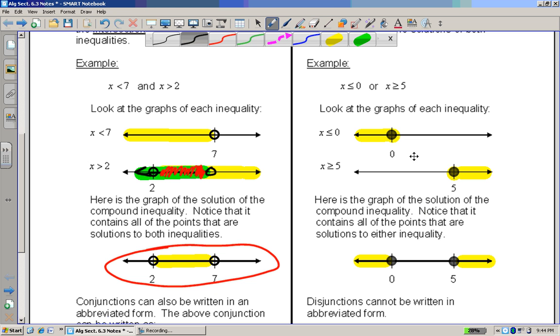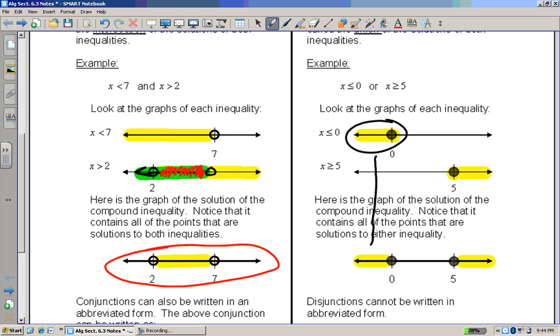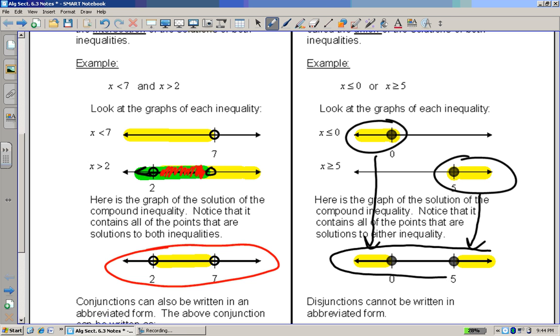Whereas for an "or" statement, you're looking for wherever it happens to be graphed, either one. And you notice here we just bring down, here we just bring down, so it gives us our final answer. So that's the difference between the "and" and the "or" statement. The "and" statement, it must be happening at the same time, whereas your "or" statement, either one, it can work.